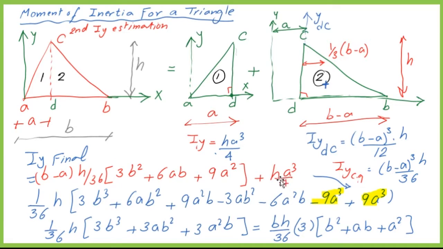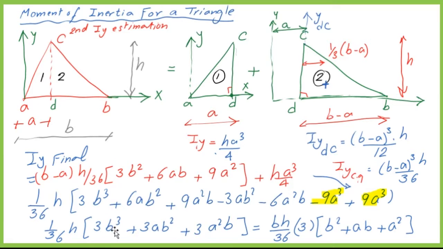Again, once we are making the denominator 36, it means that we have to multiply here by 9, and we take h out. So we are left with 9a cubed added. We will add it here. This 9a cubed plus minus 9 will cancel each other. And then we have 1 over 36 h, open bracket, we have 3b cubed, plus we have 6ab squared minus 3ab squared, so we have plus 3ab squared, and we have 9a squared b minus 6a squared b, then we have 3a squared b.